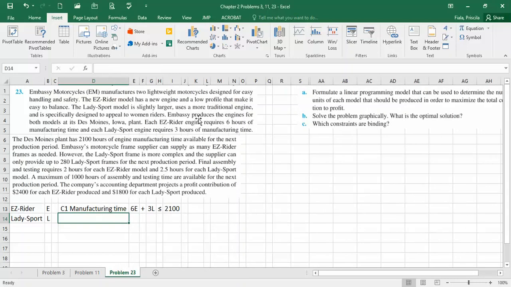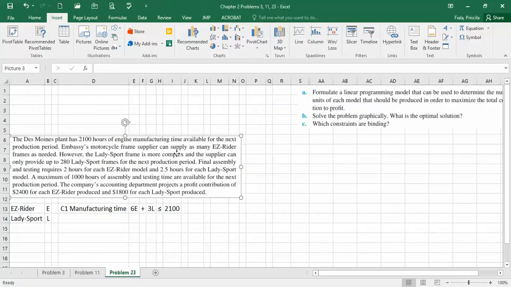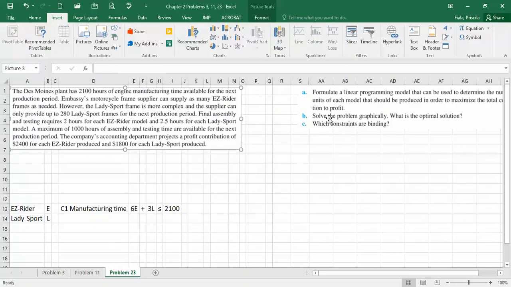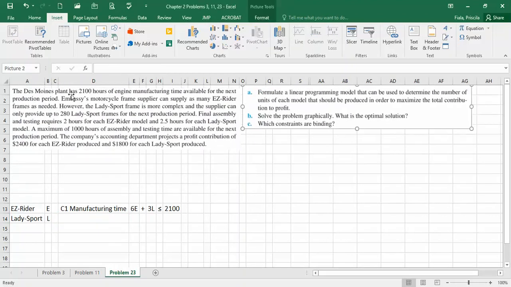Okay, let's keep going. So we got rid of this part right here, which I'm going to delete, and I'm going to move this up. And these are the questions. So now we also got this part, and it says, Embassy's motorcycle frame supplier can supply as many Easy Rider frames as needed. So there's no limit for the frames for the Easy Rider.